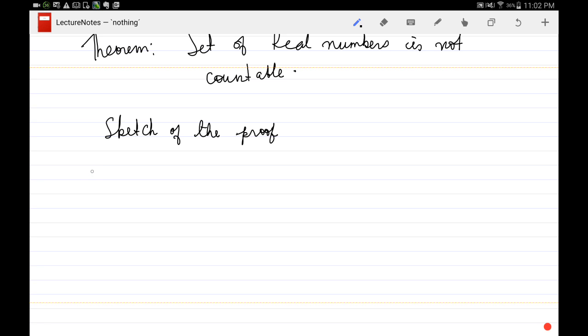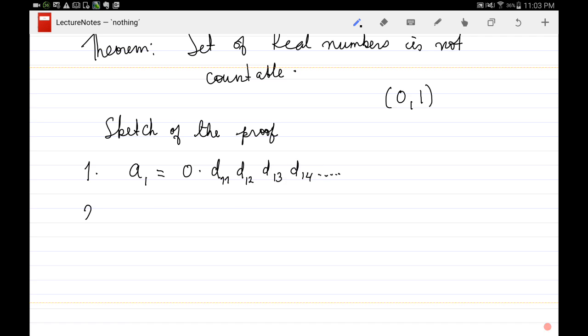We'll pretend we have this list. So the first number will be A1, and remember we're going to stick with the interval between 0 and 1 to make our lives easy. And A1 will be equal to 0 point. The first digit will be called D11. Second digit will be D12, D13, D14. So this is 0 point something, and I'm just calling the digits after the decimal point these letters D11, D12, D13, D14.